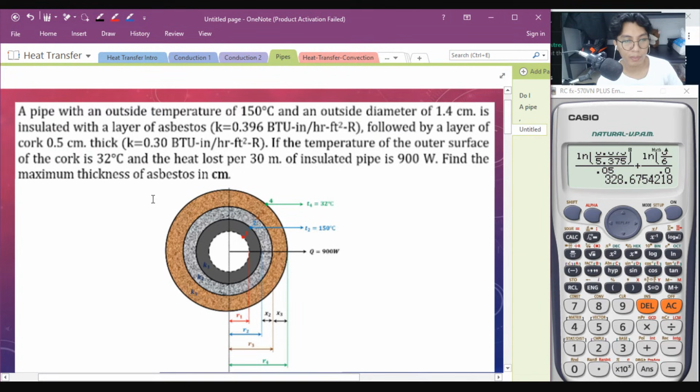A pipe with an outside temperature of 150 degrees Celsius and an outside diameter of 1.4 cm is insulated with a layer of asbestos. So where is the asbestos there? Here, inside. Asbestos. Okay? Where its K is given here. Followed by a layer of cork. So this is the cork, on the outside, which is 0.5 cm thick. And if the temperature of the outer surface of the cork is, wait a moment.